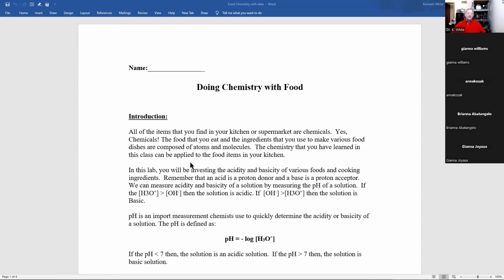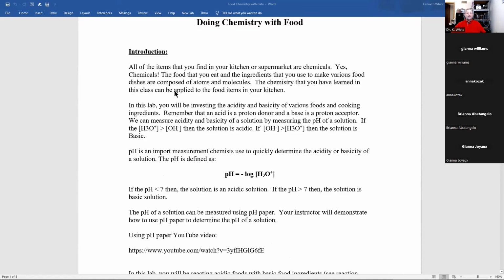But the chemistry that you learned in this class can be applied to the food items in your kitchen. In this lab, you will be investigating the acidity or basicity of various foods and cooking ingredients. Remember, an acid is a proton donor, a base is a proton acceptor, and we can measure the basicity or acidity of solutions by measuring the pH.